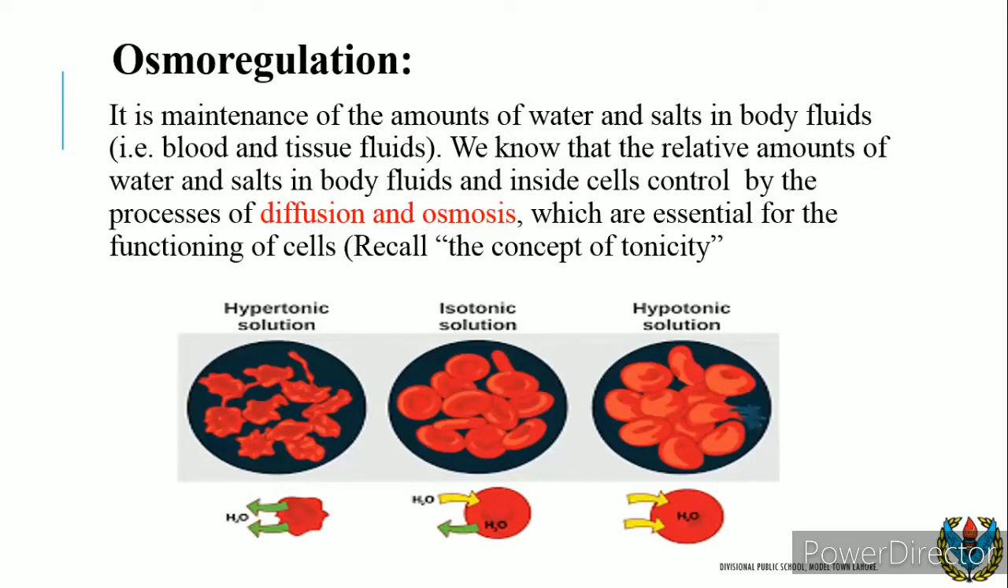You will recall the concept of tonicity. There are three types of solution: hypertonic, isotonic, and hypotonic. In a hypotonic solution, water moves inside the cell, so the cell becomes turgid. In an isotonic solution, the cells remain the same size because there is an osmotic balance in the internal as well as the external environment. In a hypertonic solution, water molecules move outside the cell, so the cells become flaccid.